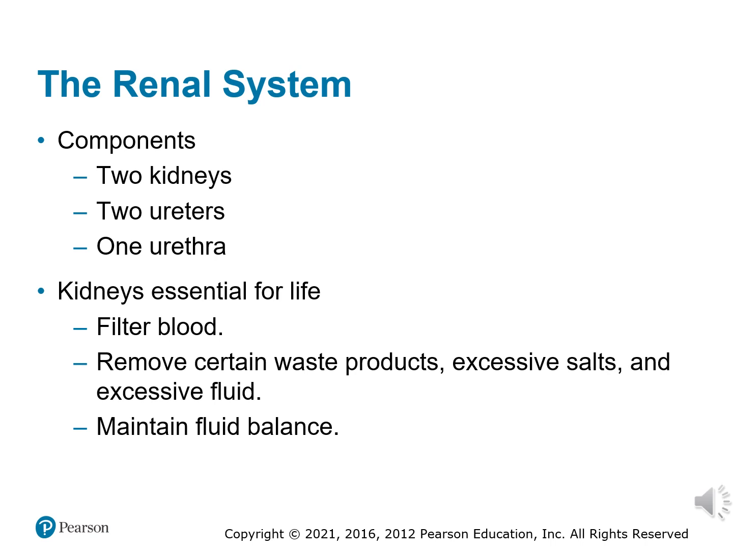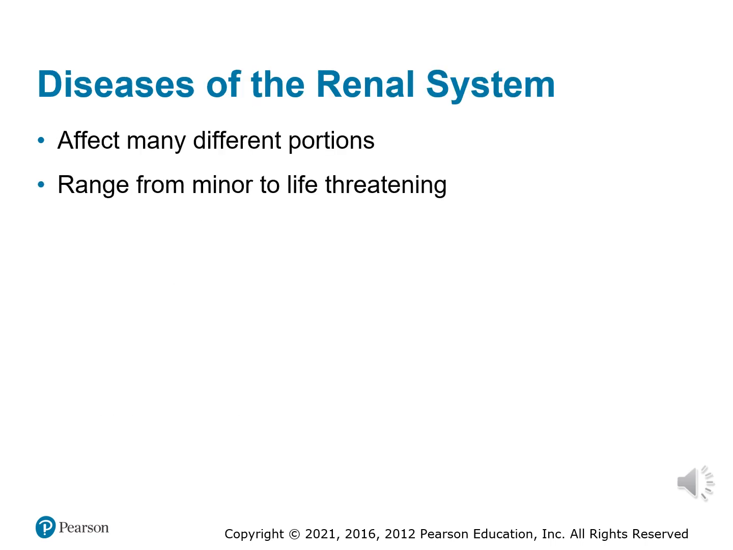So remember, the renal system is made up of 2 kidneys, 2 ureters, and a single urethra. It is responsible for the filtration of the blood and the removal of certain waste products, excessive salts, and excessive fluids from the body. Diseases of the renal system may affect different portions, and range from minor to very life-threatening.